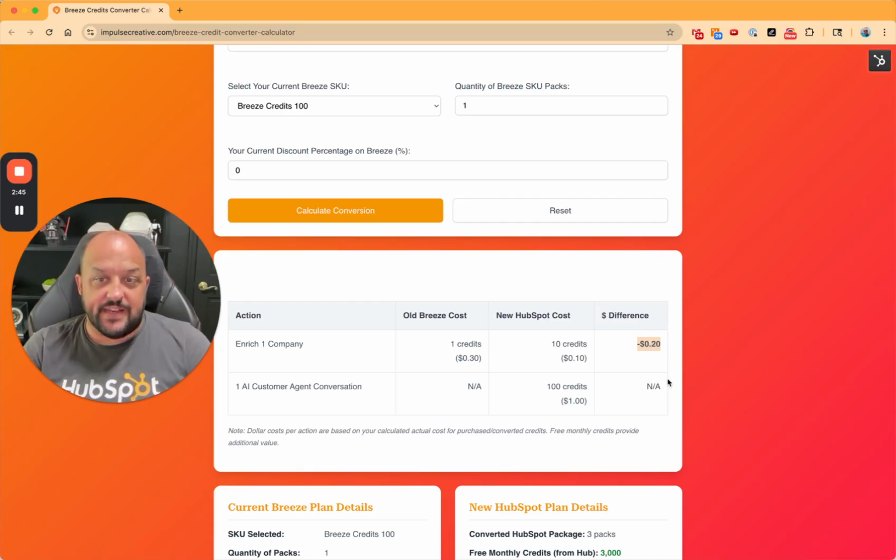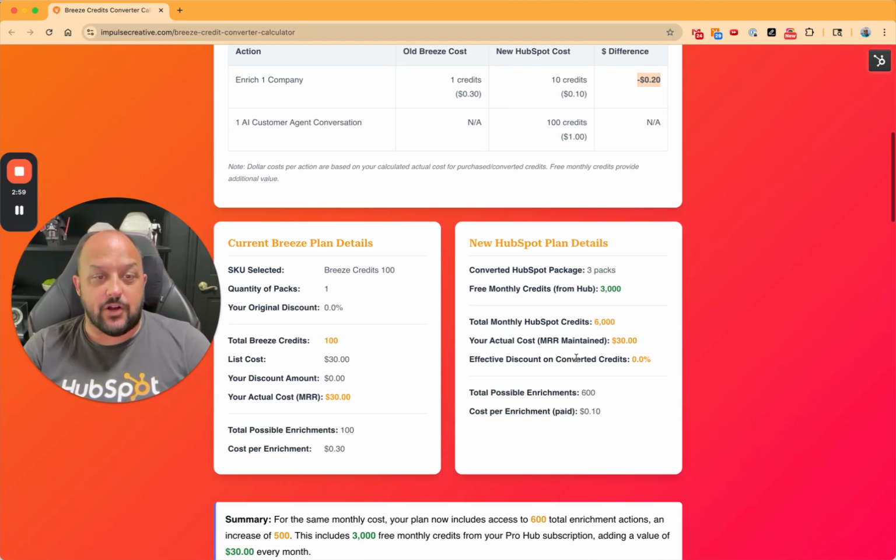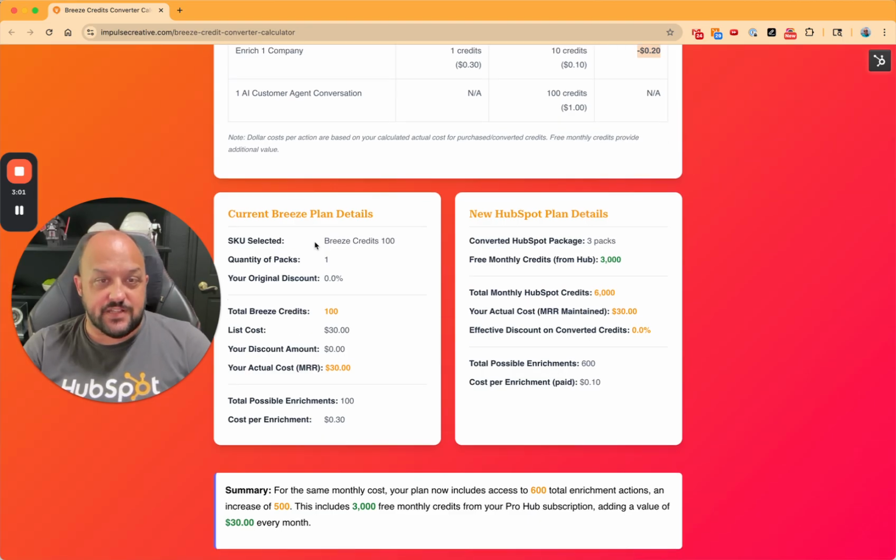This negative line here is actually a positive thing. This comes out to being 20 cents savings for each record. Now that's just a 1-for-1 when we think of the overall examples. If we scroll down, we've got this broken down based on the SKU. Breeze credit was 100. The quantity of packs in this case is just 1. If you got a discount, good for you, but we have this broken down so you can understand the difference.